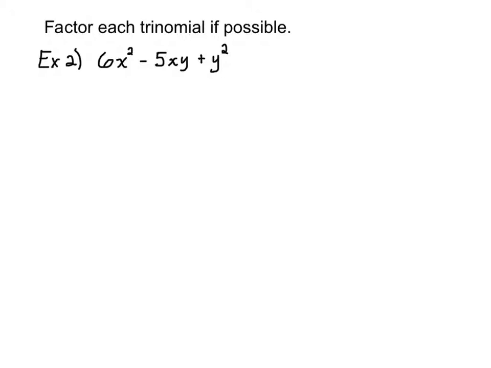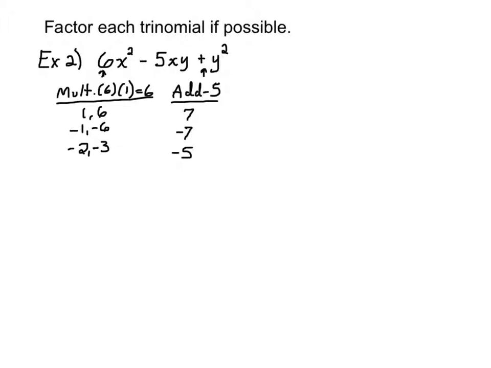So now we're going to look for two numbers that multiply to whatever a times c is. Well, a is 6, and c is 1. 6 times 1 is still 6. So we need factors of 6 that add to -5. Here we have a list of the factors. I have 1 and 6, but they add to +7.